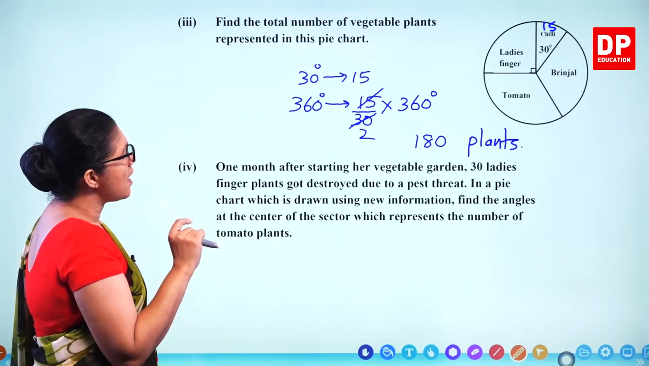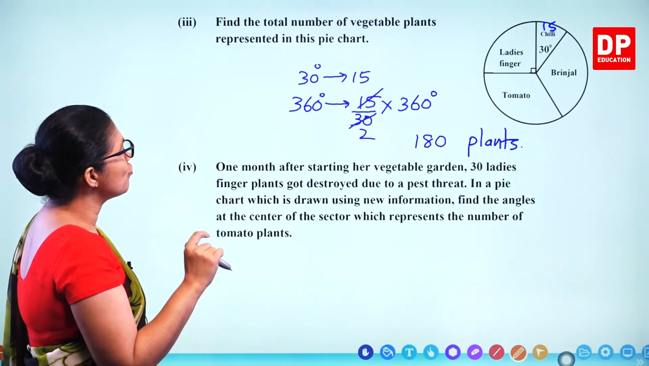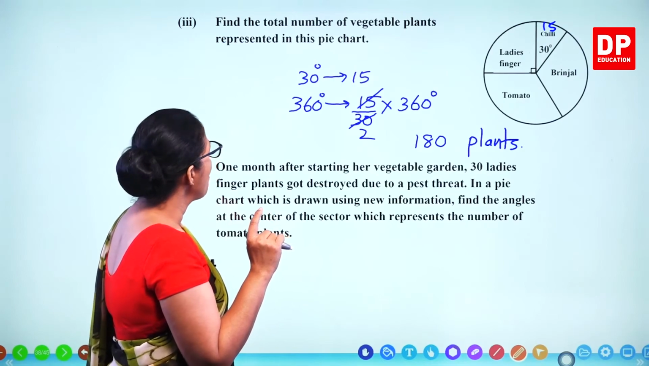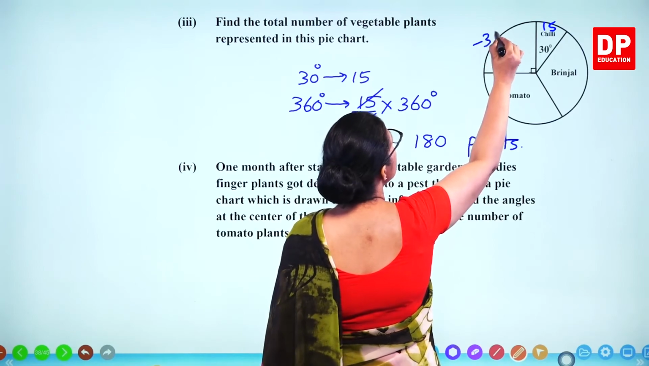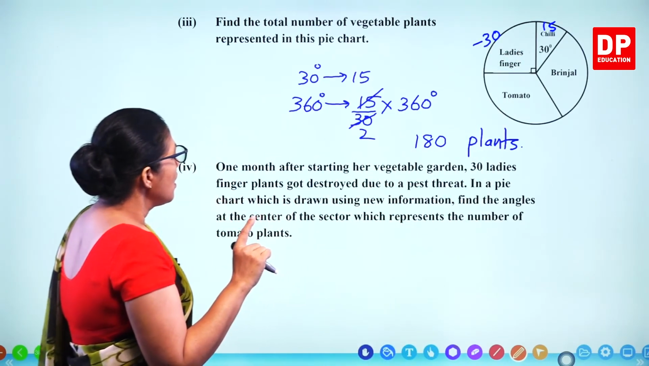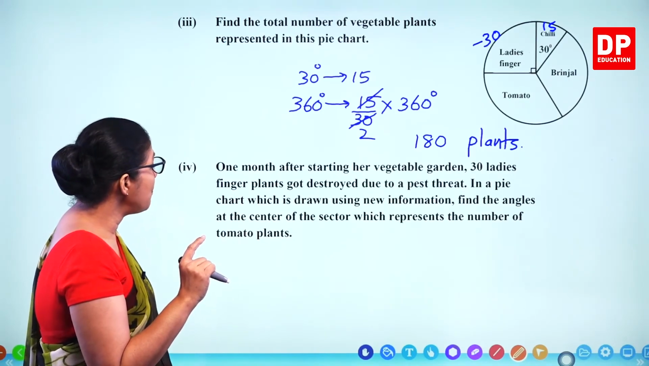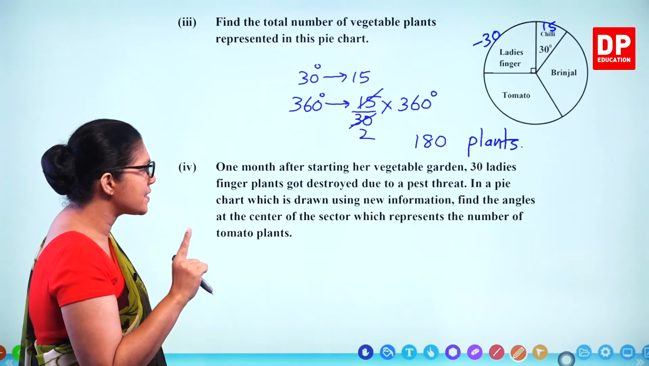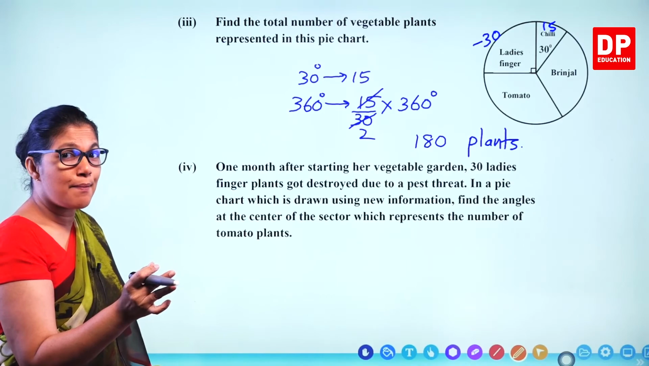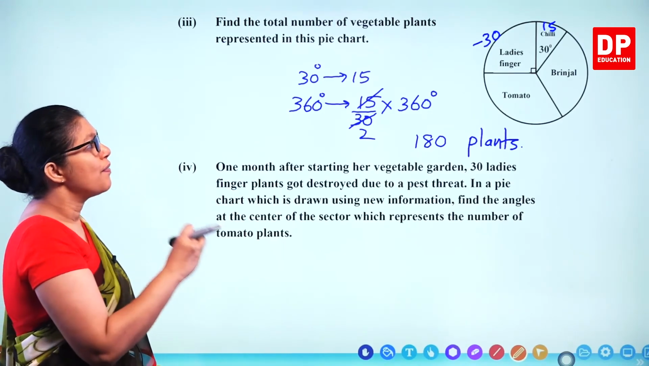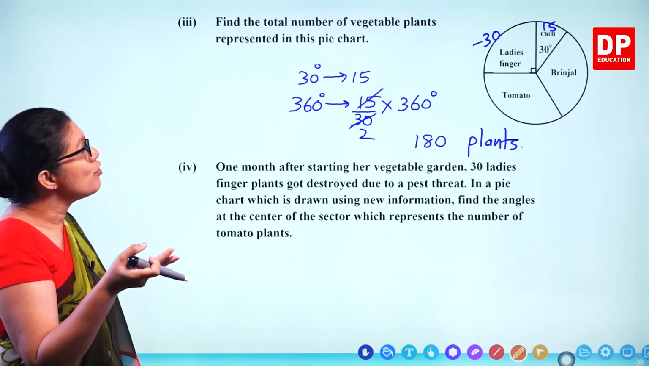One month after starting her vegetable garden, 30 ladies' finger plants got destroyed due to pest threat. 30 ladies' fingers. So 30 damaged. In a pie chart which is drawn using the new information, find the angle at the center of the sector which represents the number of tomato plants. So tomato plants are the same, but what happens if 30 ladies' finger plants are destroyed? The total is reduced by 30.